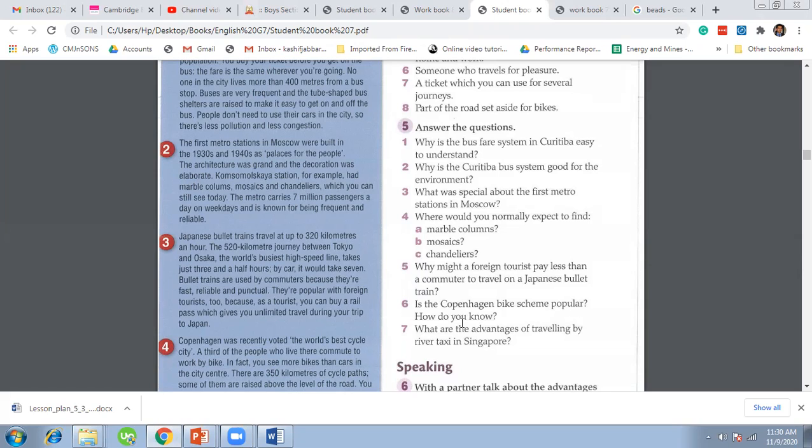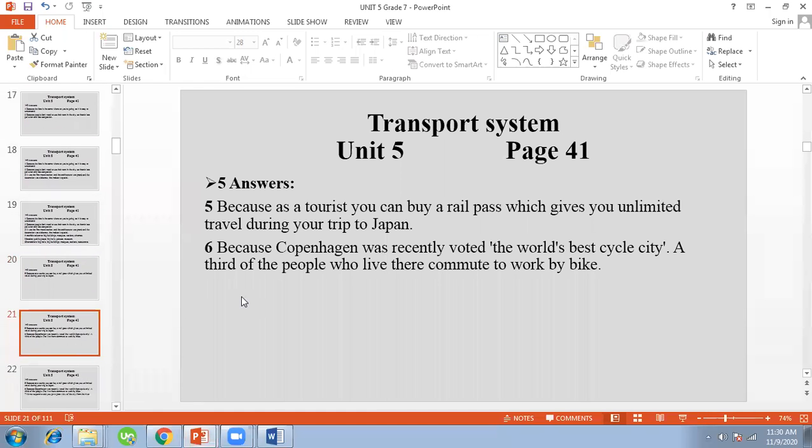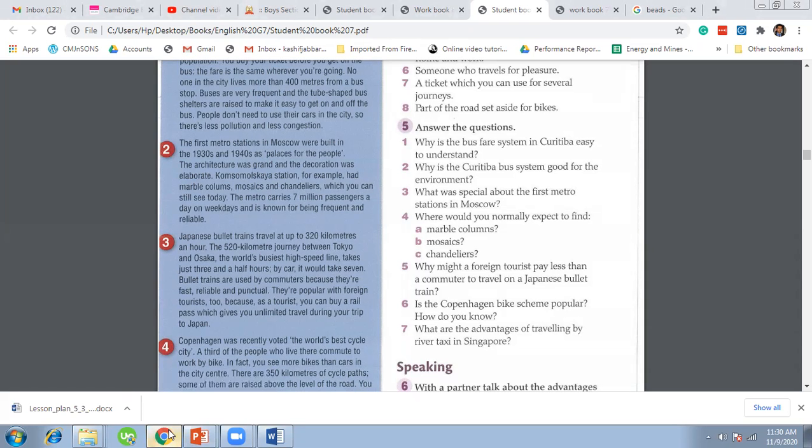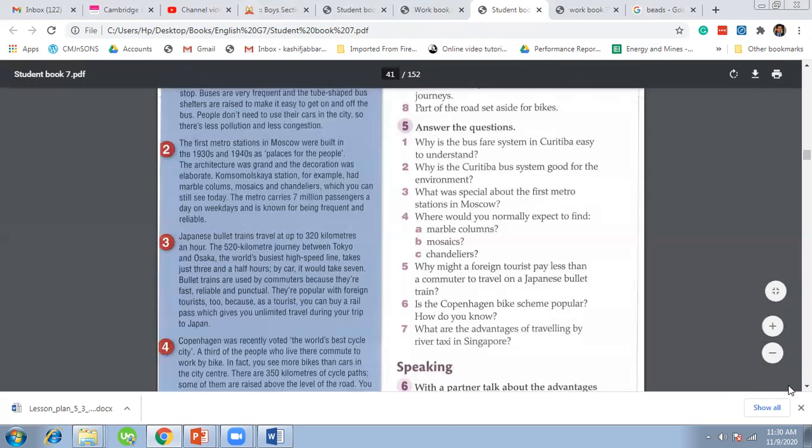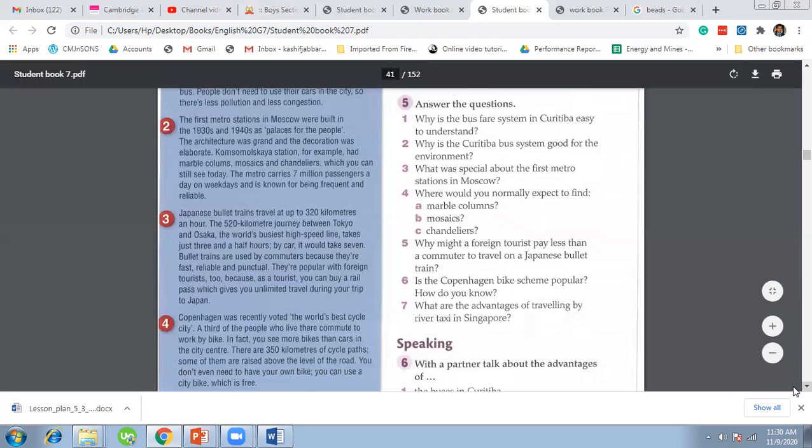Is the Copenhagen bike scheme popular? How do you know? Yes, it is so popular. Even the city is called the world's best cycle city, because Copenhagen was recently voted the world's best cycle city. A third of people who live there commute to work by bike. Right, 70% of people living in Copenhagen use bicycles for their regular commutes.